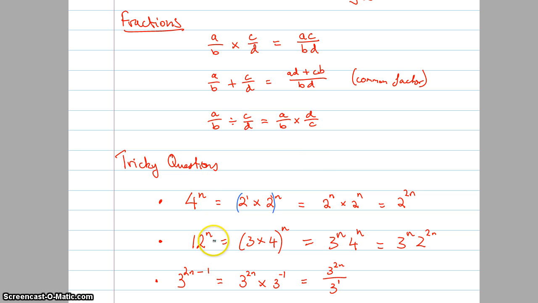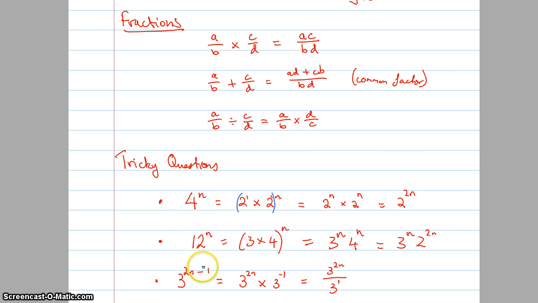Similarly with 12 to the power of n, that can be 3 times 4 to the power of n, and then that's 3 to the power of n times 4 to the power of n. And remember that 4 to the power of n is 2 to the power of 2n. Now, sometimes we'll actually go from here back to here. Sometimes we go from there to there. Really, there's no kind of right way. It's just really knowing them very well, so you can manipulate them for what you like.